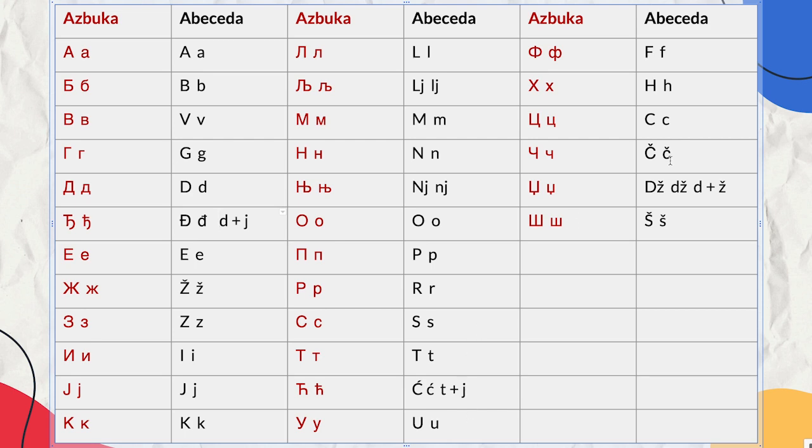Other letters that are very tricky to some students are the letter Ch, which consists of T and Sh, and the letter C, T and S. So we have Ch and C. Other letters that are very specific to Serbian are the letter R, which is vibrant. It can be both a consonant and a vowel. Letters Lj and Nj are also tricky sometimes. And that would be it.